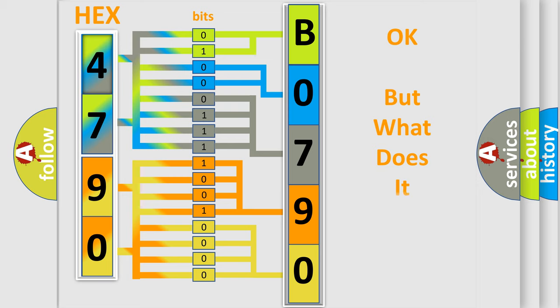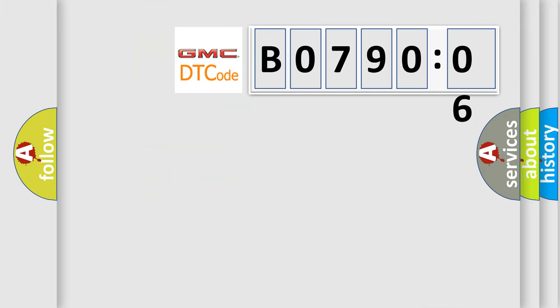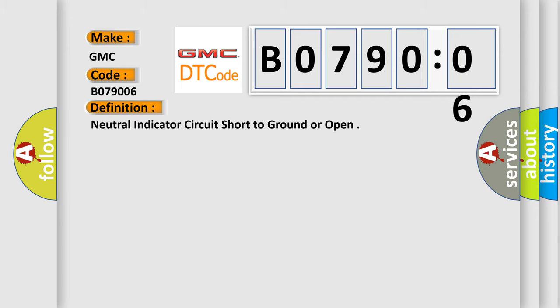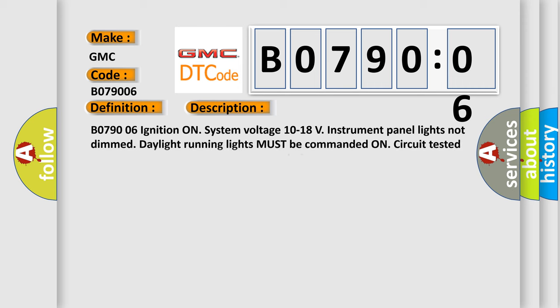The number itself does not make sense to us if we cannot assign information to what it actually expresses. So, what does the Diagnostic Trouble Code B0790-06 interpret specifically for GMC car manufacturers? The basic definition is: neutral indicator circuit short to ground or open. And now this is a short description of this DTC code.